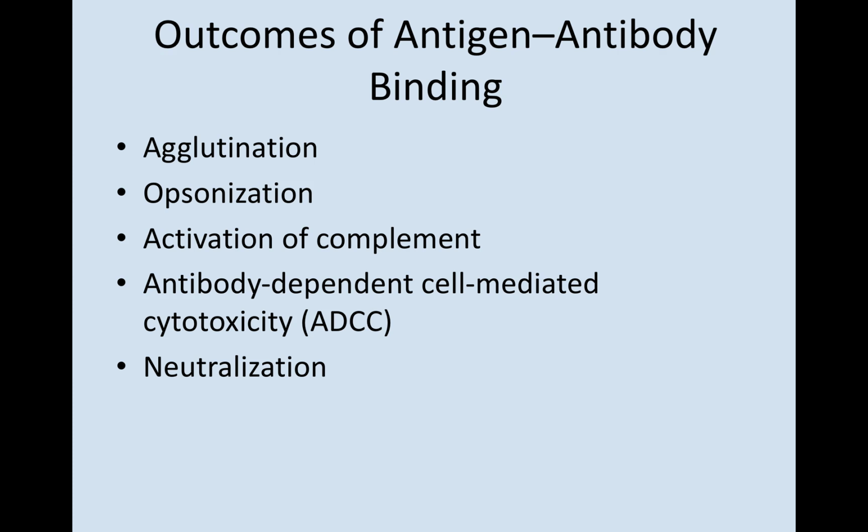Once antibodies are produced and they begin interacting with antigen, there are 5 outcomes of antibody-antigen binding. There's agglutination, opsonization, activation of complement, antibody-dependent cell-mediated cytotoxicity, or ADCC, and then neutralization.